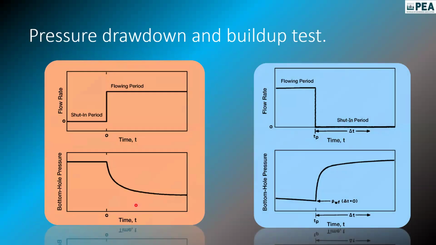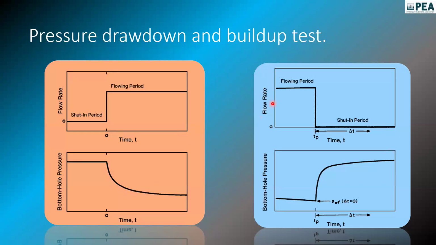So pressure drawdown and build-up, if you observe over here, initially in the pressure drawdown test, the well will be shut in for some time. Then after that, it will be produced, so the flow rate will be positive. During the shut-in period, pressure will reach the maximum pressure. Then when it is producing, the pressure will start to decline.